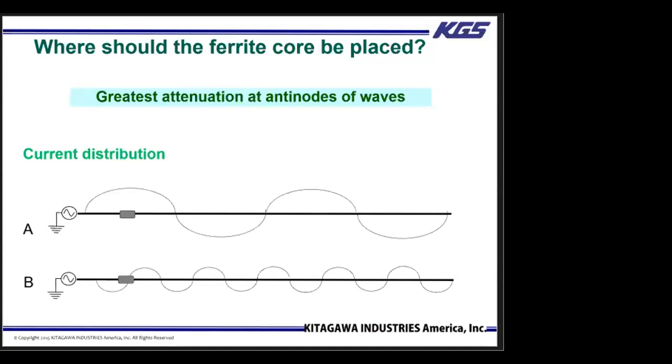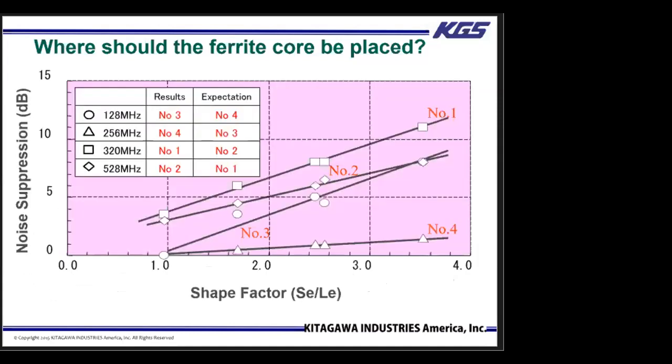In case A, the ferrite core would be attached at the antinode of the wave. That is basically the noise current. And in case B, the ferrite core would be attached at the node, and that is the point of zero potential of the wave pattern. So the effectiveness of the ferrite core will differ depending on which point on the wave the ferrite is attached. This is why the previous shape factor test does not match the general impedance curve. The ferrite was probably not placed at the antinode for 256 megahertz and 528 megahertz.